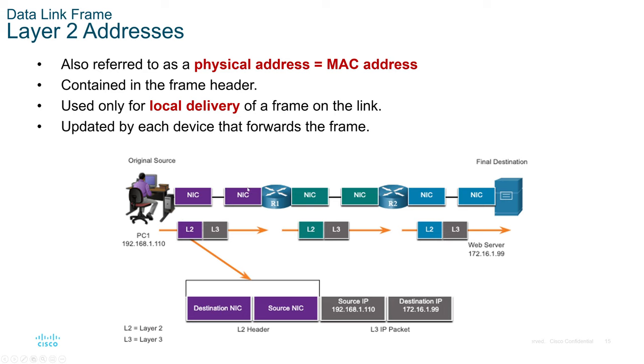Then we have fragment-free switching, which is another cut-through switching method. It is a compromise between the high latency and high integrity of store and forward switching, and the low latency and reduced integrity of fast-forward switching. The switch stores and performs an error check on the first 64 bytes of the frame before forwarding. I'm going to repeat that because I think I said it in a confusing way. So it's a compromise between high latency and high data validity, or integrity. And it performs an error check on the first 64 bytes of the frame and just forwards after that.